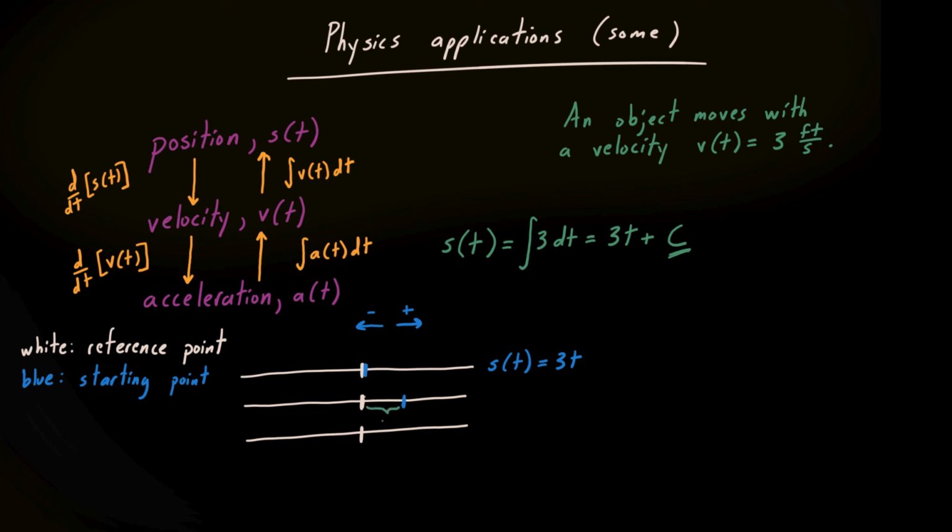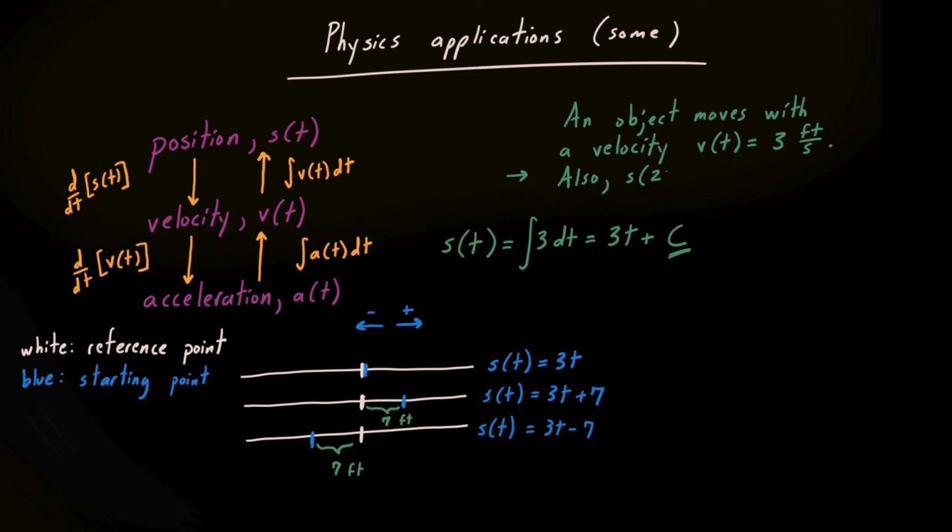When t is 0, s is 0. However, suppose we start our stopwatch when the object is 7 feet to the right, and let's say right's the positive direction. Well, in that case, our position function is 3t plus 7. If you throw in t equals 0, you get the starting position being positive 7 to the right. Likewise, 7 to the left, if we start our stopwatch when the object is there, the position function is 3t minus 7. Again, t equals 0, throw it in, negative 7.